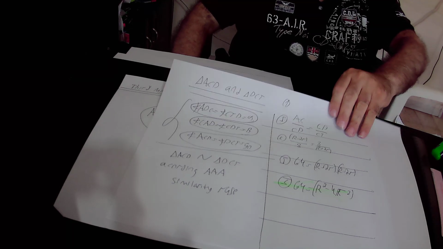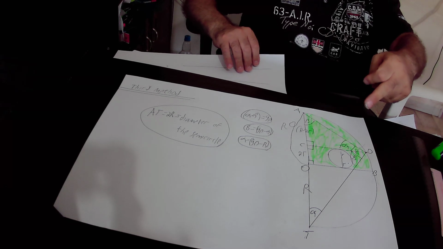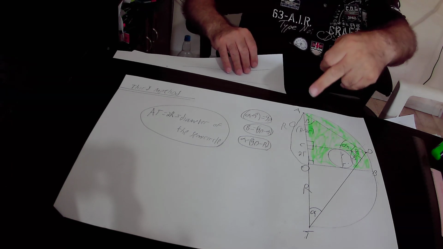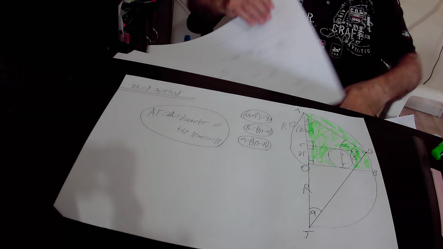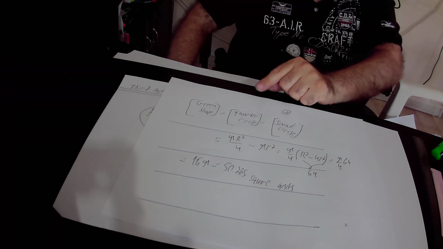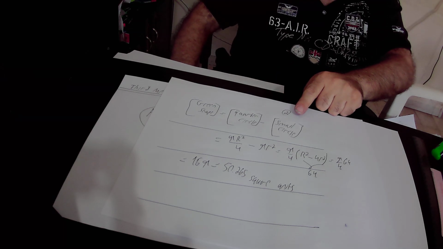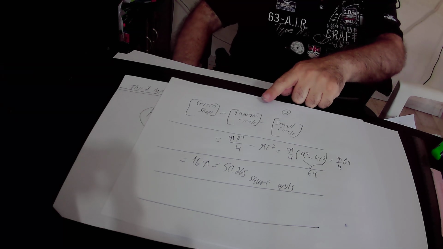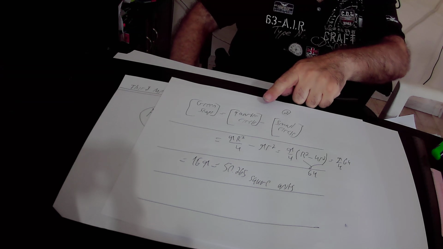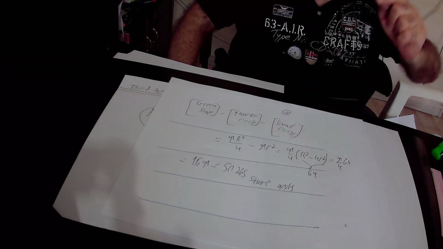And what is actually the area of the green shape? The area of the green shape equals the area of the quarter circle minus the area of the small circle. I'll repeat again. The area of the green shape equals the area of the quarter circle minus the area of the small circle. So we have already found that the area of the quarter circle equals pi times capital R square over 4, and the area of the small circle equals pi R square.